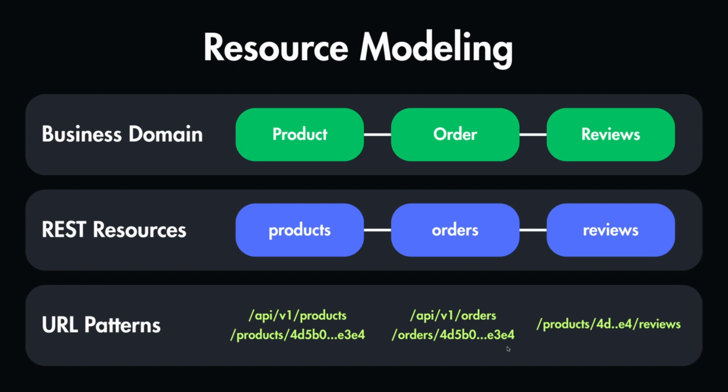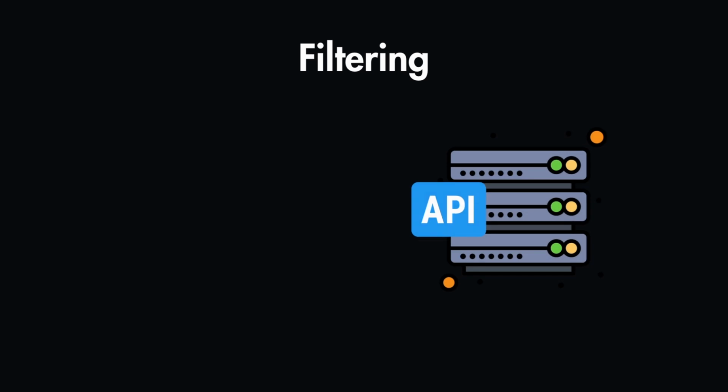And also nested resources should be clearly defined. For example, if you want to retrieve reviews for some specific product, then we would assume that if you make a request to /products, /ID of that product, and then /reviews, you would get the reviews for that specific product. But in real-world APIs, you rarely want to return all the results at once. That's why we usually incorporate filtering, sorting, and pagination in APIs.